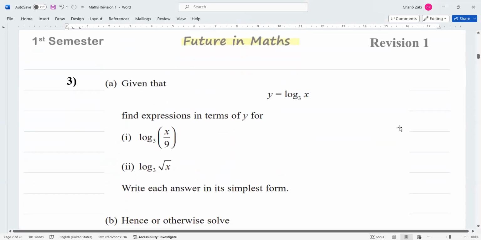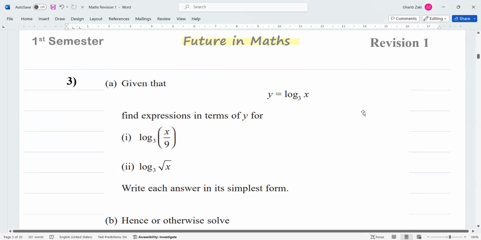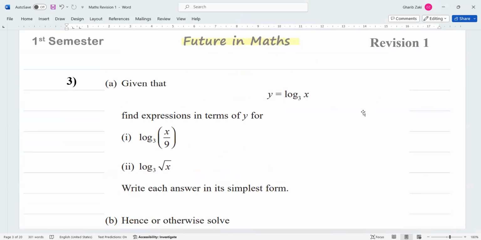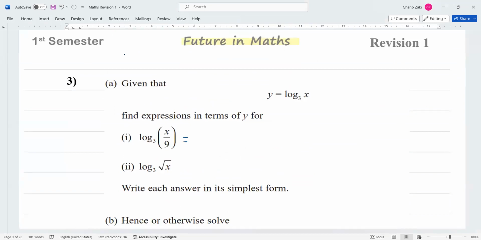Now try to solve that, please. Given that y equals log x to the base 3, find expressions in terms of y for each one. Is it easy for you? Let us do part I. It's log x to the base 3 minus log 9 to the base 3.